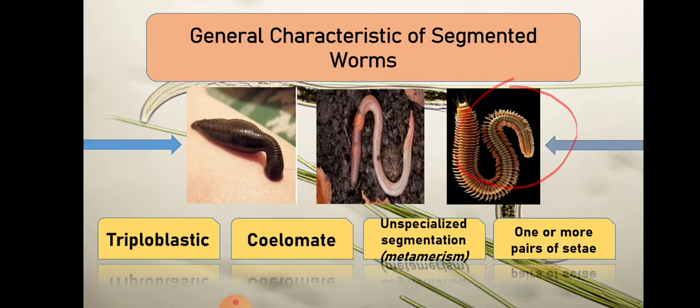And also they have something called setae, and that's one or more, see it in the picture. So in this worm, there are all little hairs that stick out, and earthworms actually do have this as well, but they have only a few. And some of the worms in this phylum, the ones circled in red, have tons of setae.